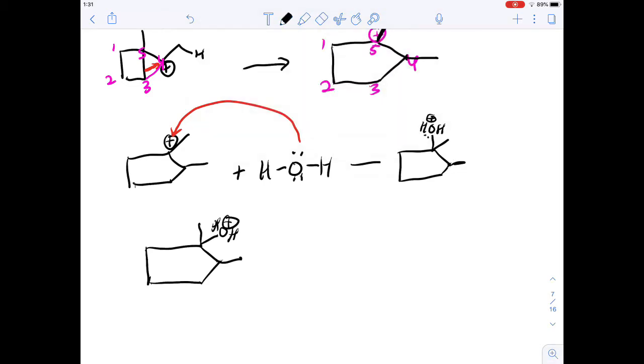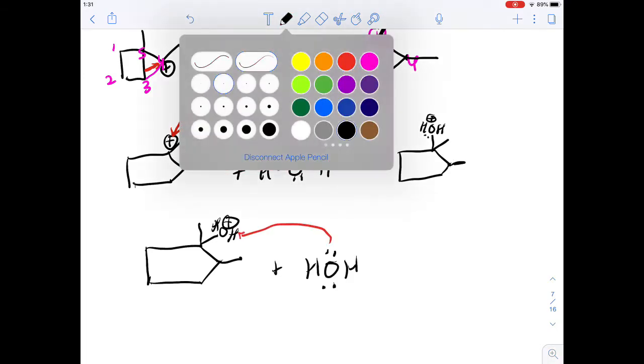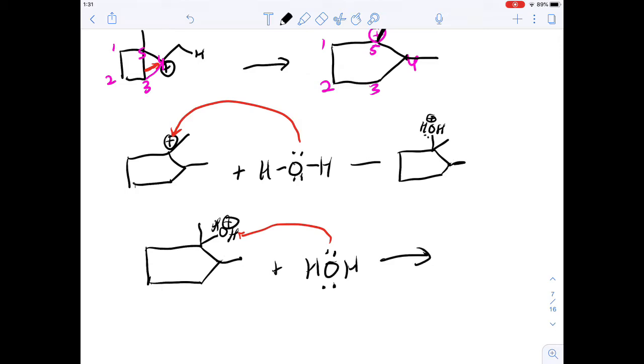Alrighty. So, water is going to pull off one of the protons. Let me do that in red. And that is going to give you your final product.